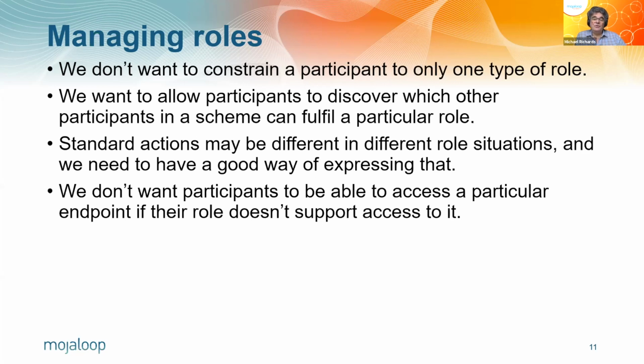So we need to have some good way of saying, this is a request to pay, we might call it, but it's a request to pay which is specific to aggregators. Equally, we didn't want participants to be able to access a particular endpoint if their role doesn't support access to it. So, for instance, if we think of third-party initiators, people like Google Pay, there are lots of things that they won't be allowed to do because they don't have accounts.